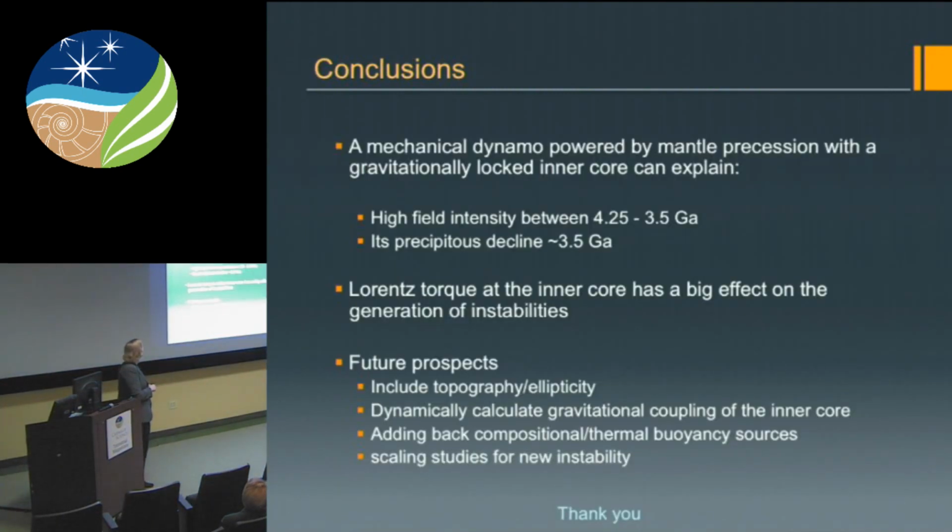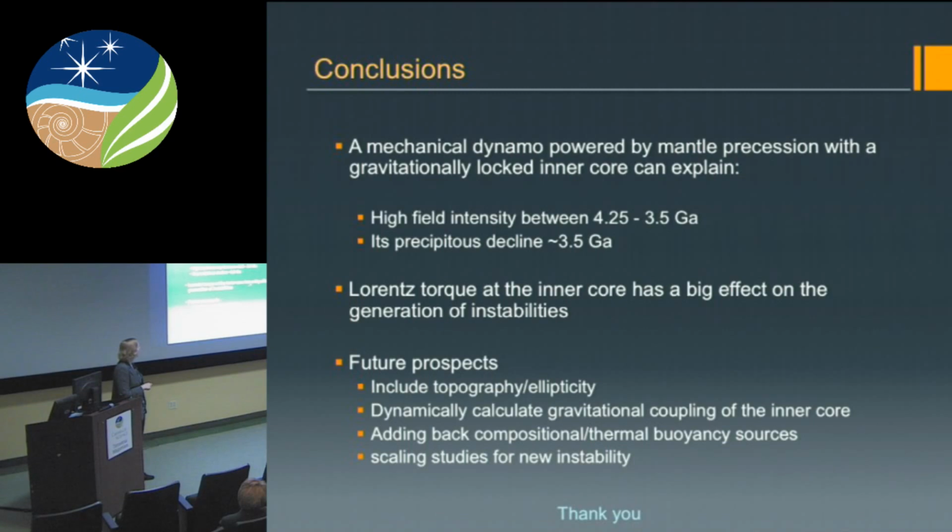All right, so the conclusions of my talk, we found that a mechanical dynamo powered by mantle precession, as long as you have a gravitationally locked inner core, is capable of explaining the high intensity of the field early on, as well as its precipitous decline after about 3.5 billion years ago.